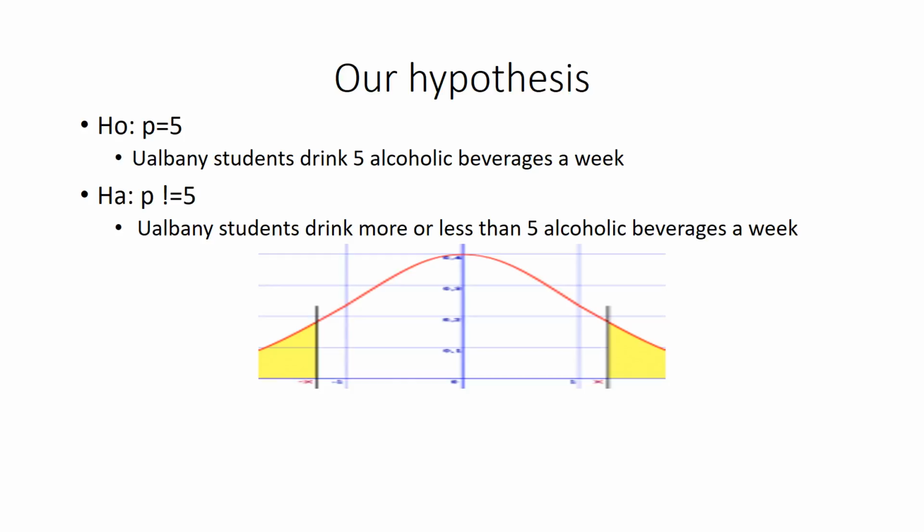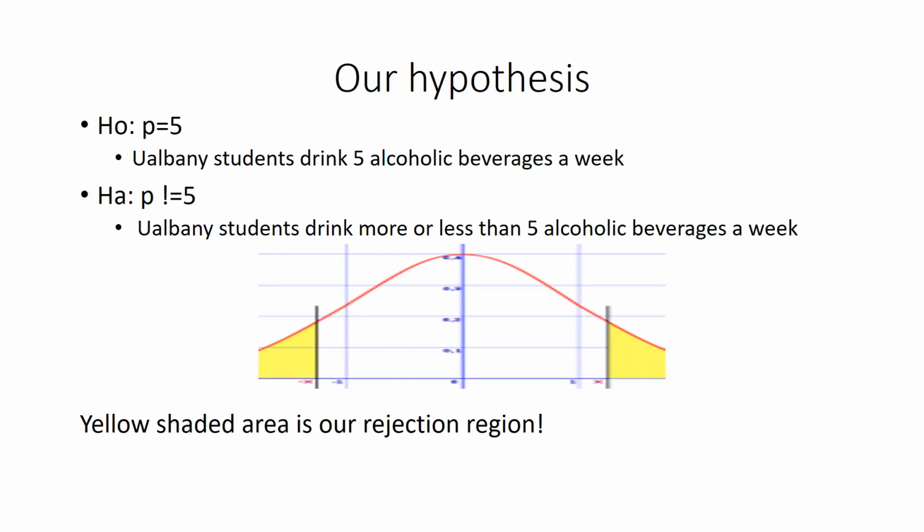So what we're actually saying is that if our z-score, which is based on our test statistic, lies within this white area, we are not going to reject our null hypothesis. We are going to fail to reject it. We don't have enough evidence to say that UAlbany students drink more or less than 5 alcoholic beverages a week. However, if our p-values, which we calculate from our z-scores, are in this yellow region, what that means is that we're in the rejection zone. And nobody likes rejection except for scientists. So being in this yellow area is actually kind of exciting because it means that you get to reject your null hypothesis and you're looking at your alternate hypothesis.